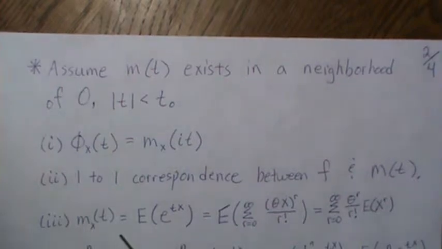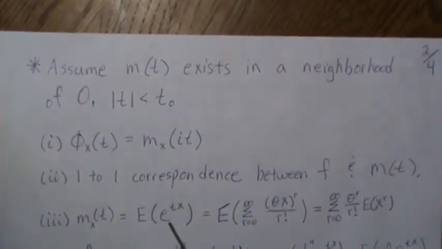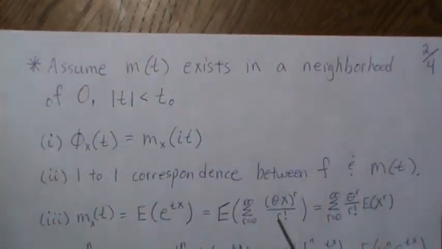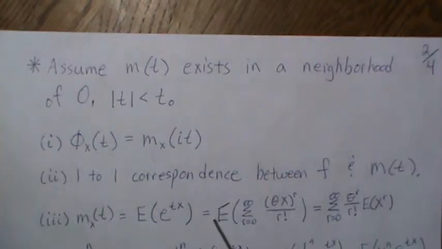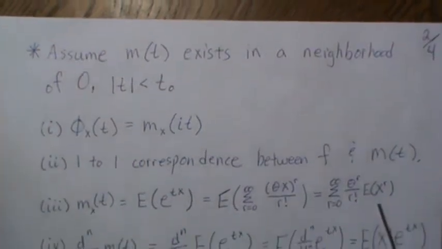The moment generating function can be thought of as the moment generating function because by definition it's this, and that using a Taylor expansion is this. And then you can take the expectation through and you get this. And so these are the moments of the density F.